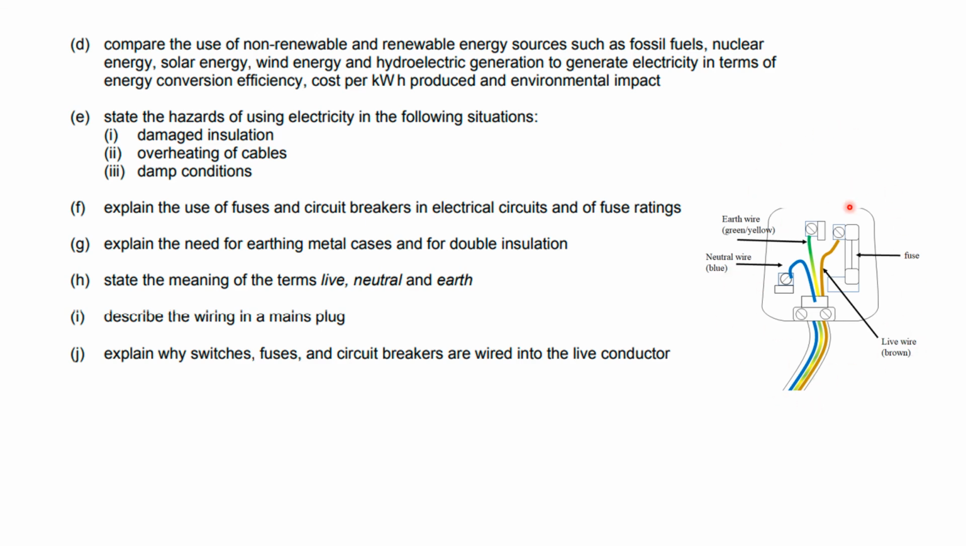So this is a 3-pin plug. The one at the top is the earth wire, and it's usually green and yellow. Then you have the live wire, which is here, and it is where the fuse is connected as well. So your fuse is connected to the live wire, and the live wire is usually brown in color. Then you have the neutral wire, which is here, the blue one. So this is how the 3-pin plug looks and how we have these three wires: the live, the neutral, and the earth wires.